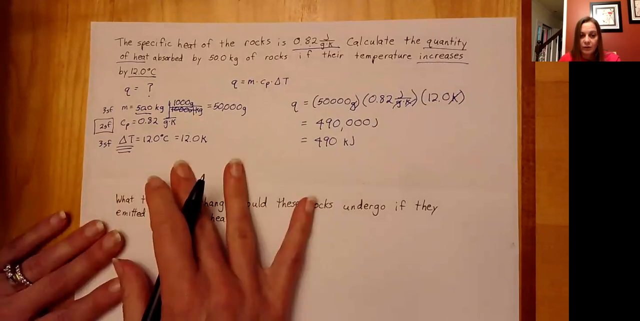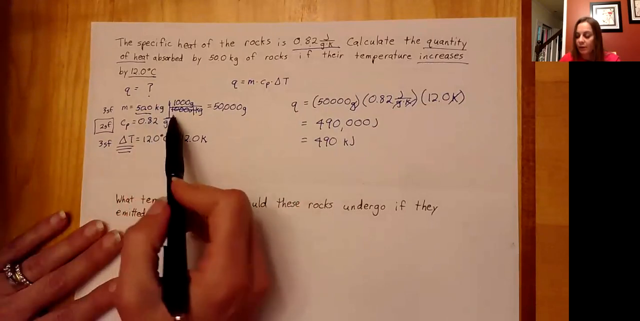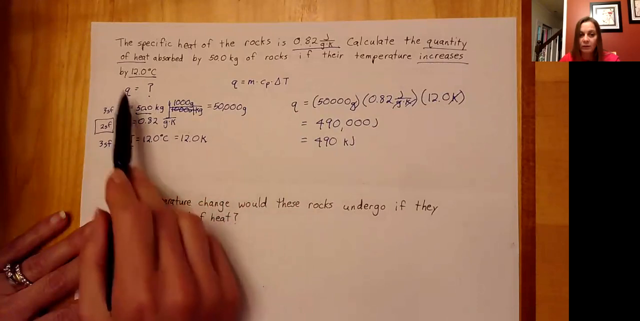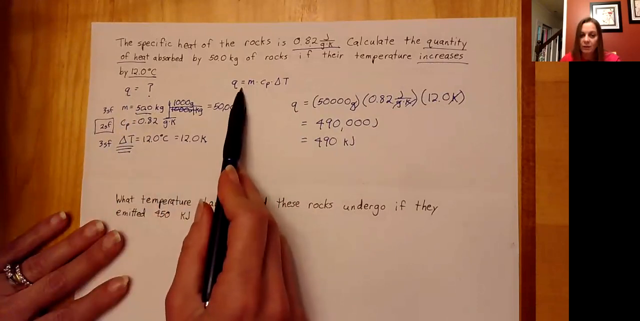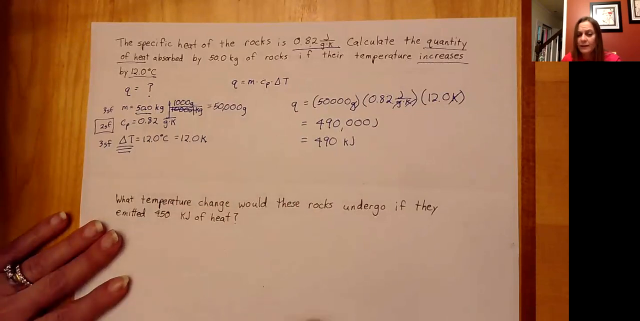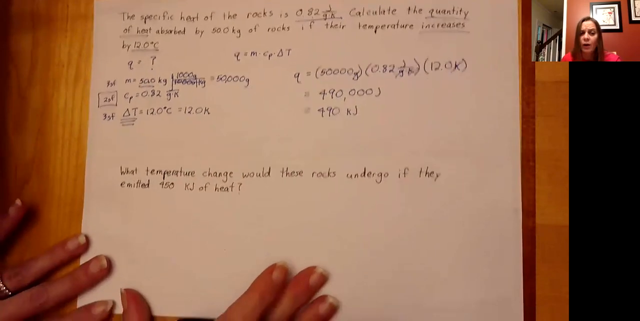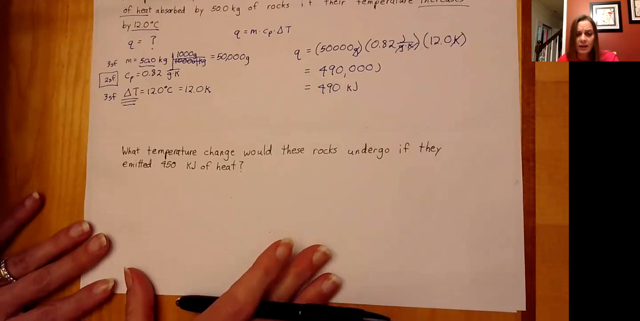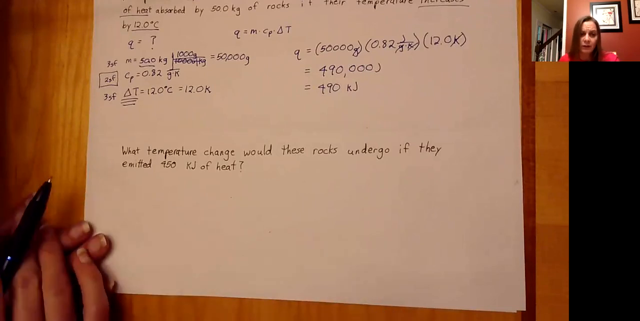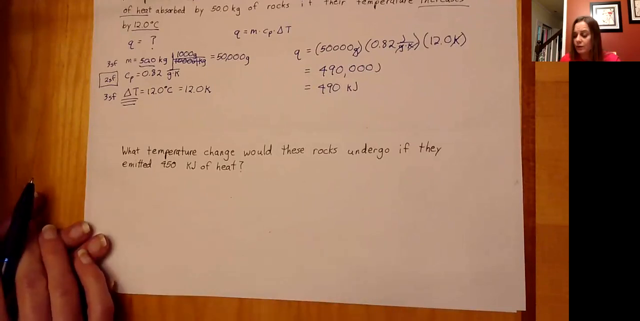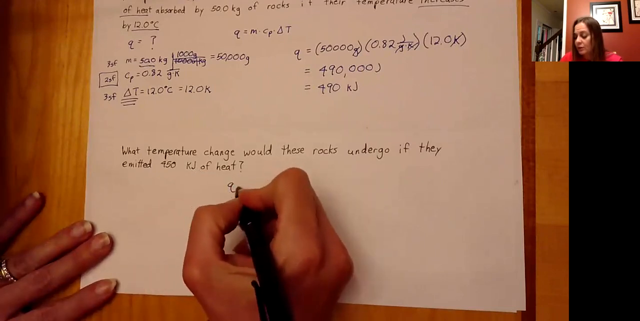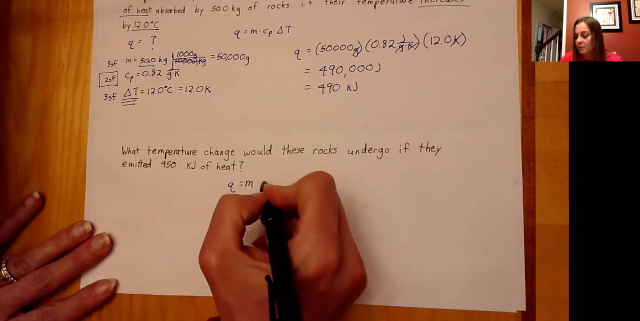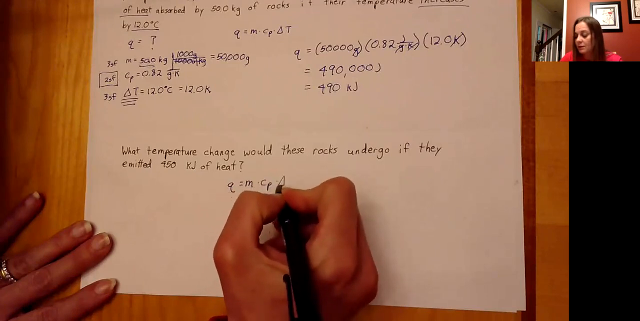So pretty simple and straightforward, starting out by figuring out what I need to know, writing down what I do know, and now just plugging them into the equation. Now, the second part of the question said, what temperature change would these same rocks undergo if they emitted 450 kilojoules of heat? So now I'm going to use the same equation, Q equals M times CP times delta T.